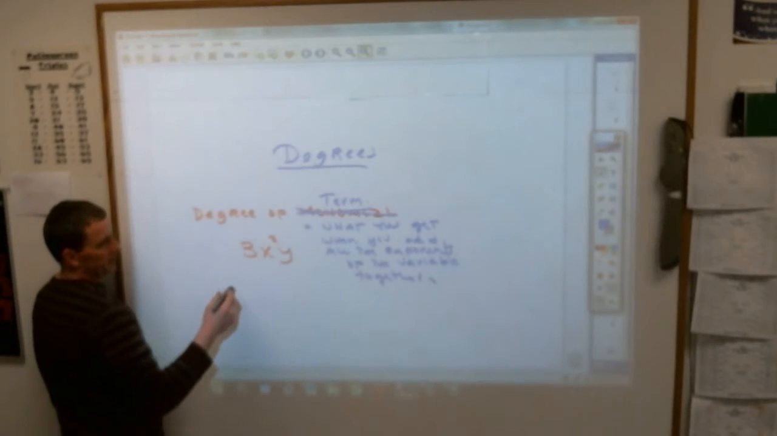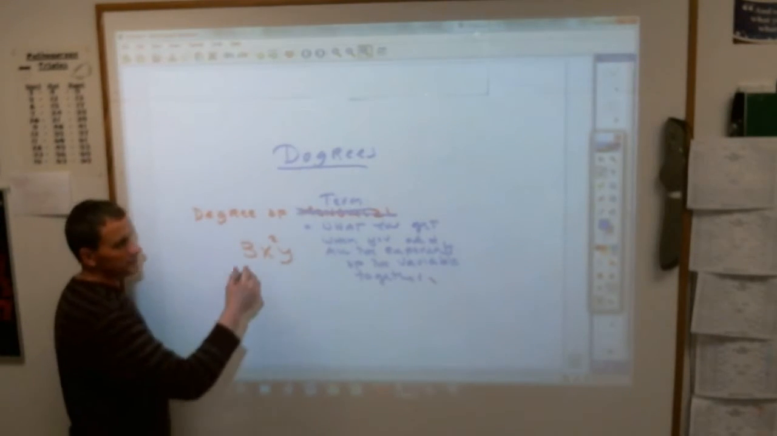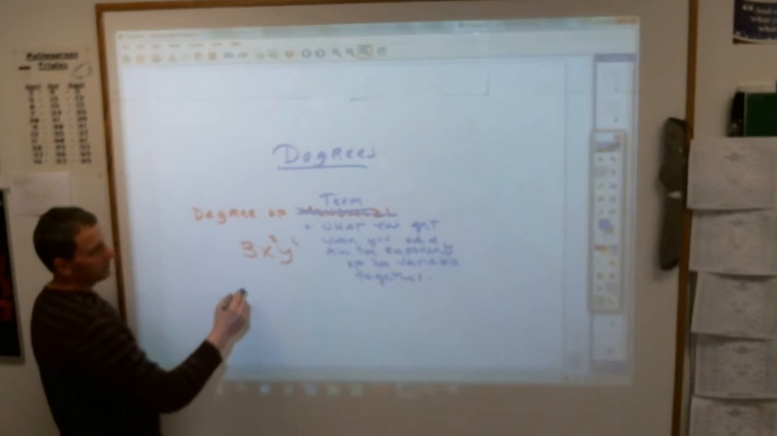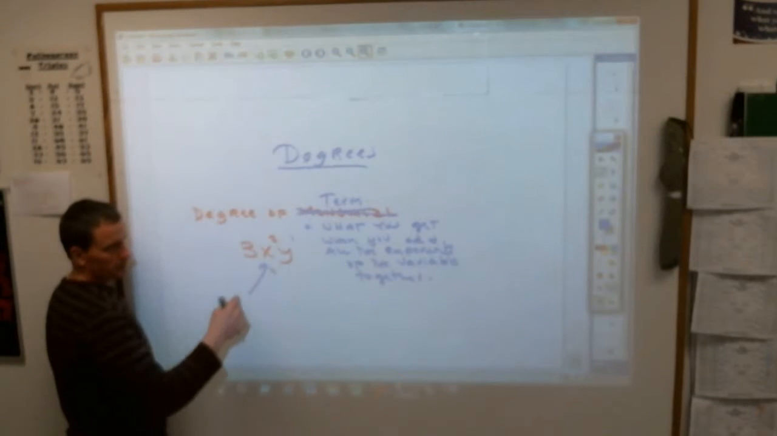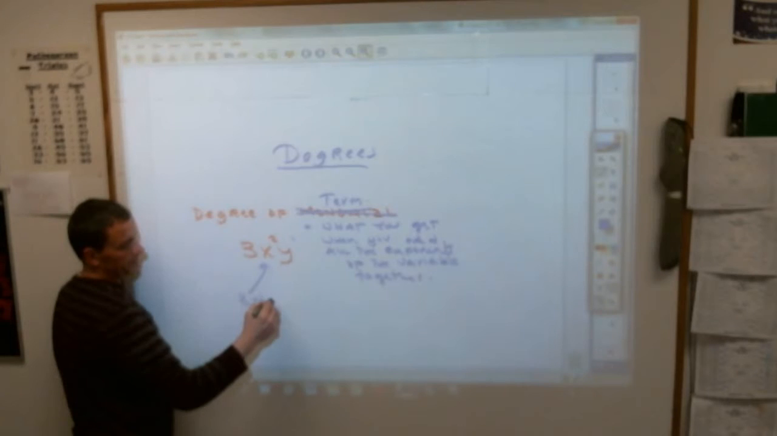So that means this. And you have to be careful because we don't write exponents when they're ones. There should be a 1 above that y. We don't write it down. So the degree of this is 2 plus 1. This is a third degree term.